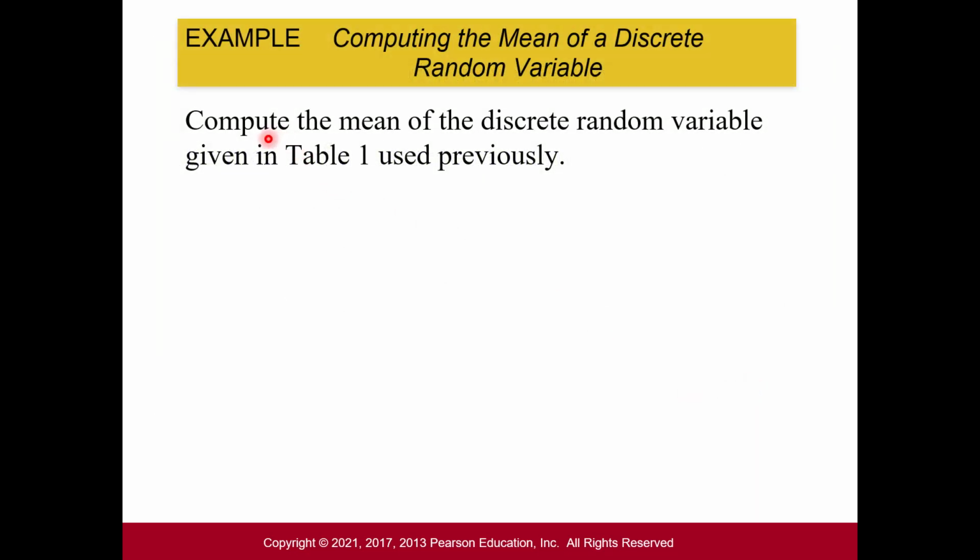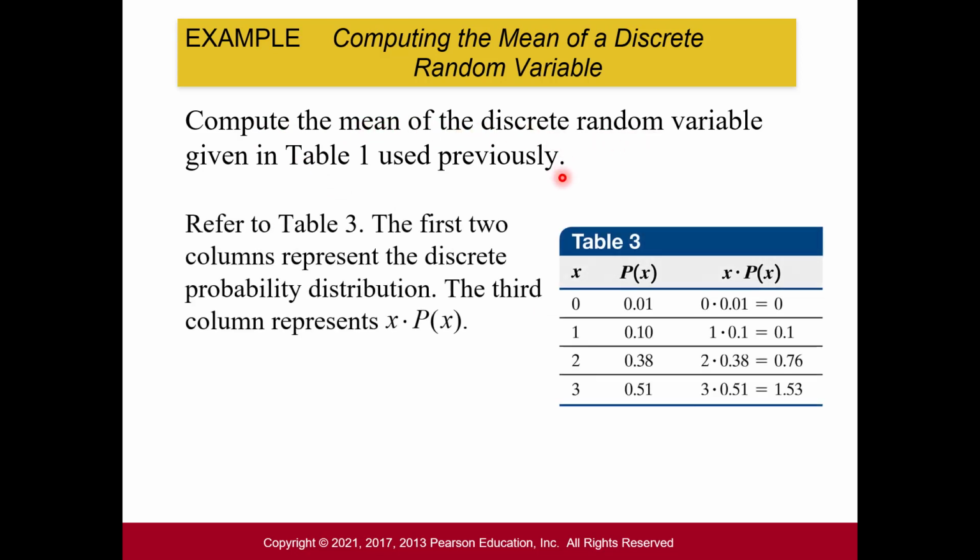So let's try this out. Compute the mean of the discrete random variable given in our previous table. The first two columns represent the discrete probability distribution. So if I cut off this table with the first two columns only, that was our probability distribution table. And this new column is just our calculation that we're going to need to compute the mean. So notice what we do. Each time we take our random variable value and multiply it by its probability. Let's go to the last one. X was 3. We multiply that by the probability, 0.51.